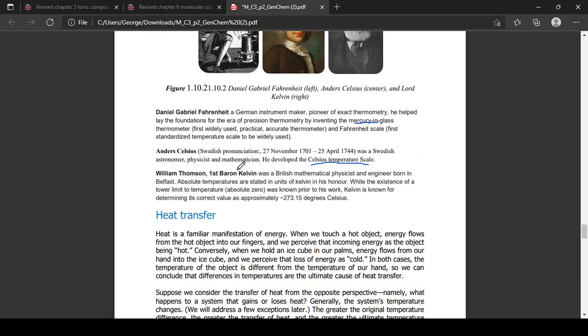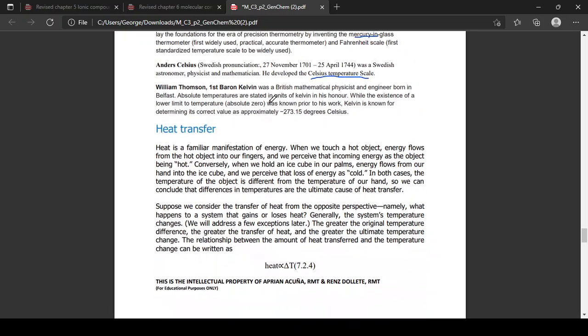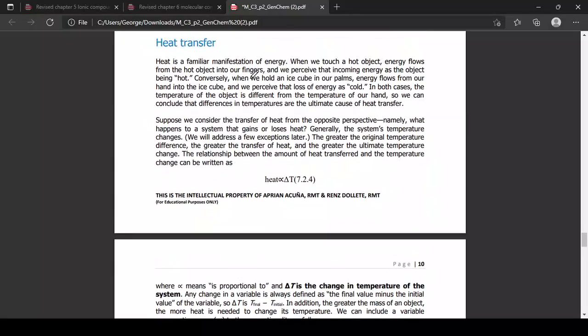And next, we have William Thomson and first Baron Kelvin. Was a British mathematical physicist and an engineer born in Belfast. Absolute temperatures are stated in units of Kelvin in his honor. Right? While the existence of a lower limit and the temperature absolute zero was known prior to his work, Kelvin is known for determining its correct value as approximately. Sino na silang discover? It is William Thomson and first Baron Kelvin.